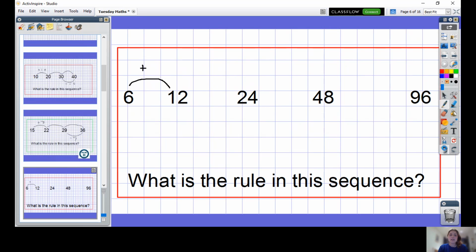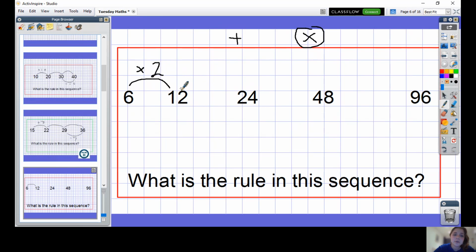So I need to go back and I need to work out how else I could have got from 6 to 12. My number is increasing, which means I've either added or multiplied. I can't add 6 each time and follow this sequence. This means I must be multiplying. What do I multiply 6 by in order to make 12? 6 times 2 is equal to 12.